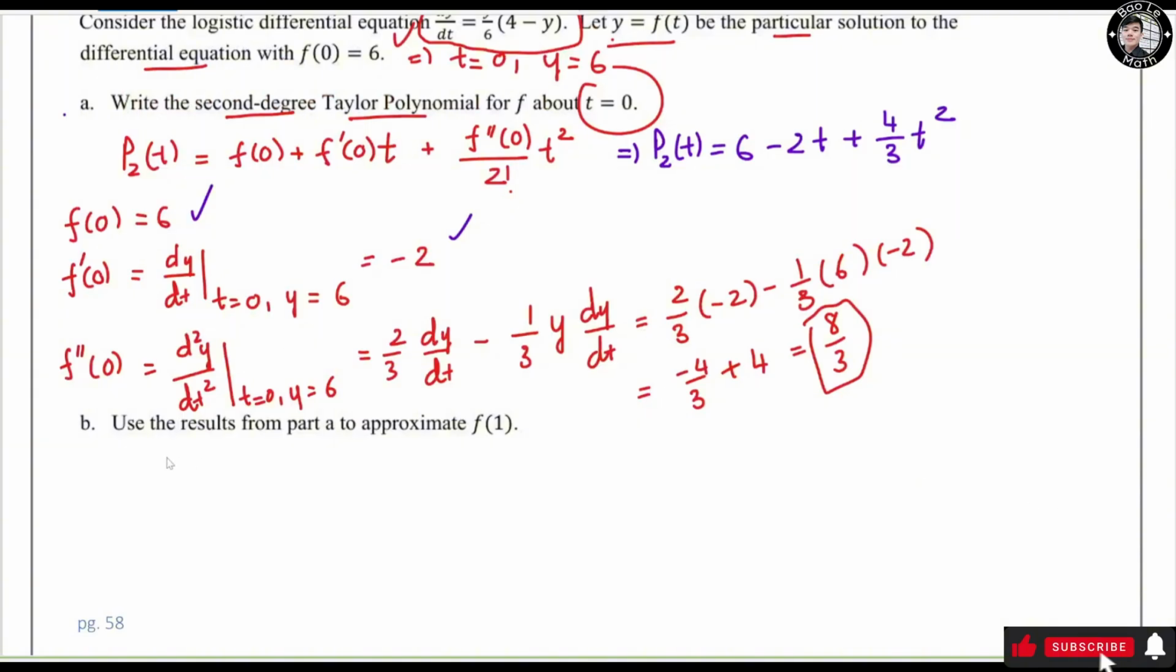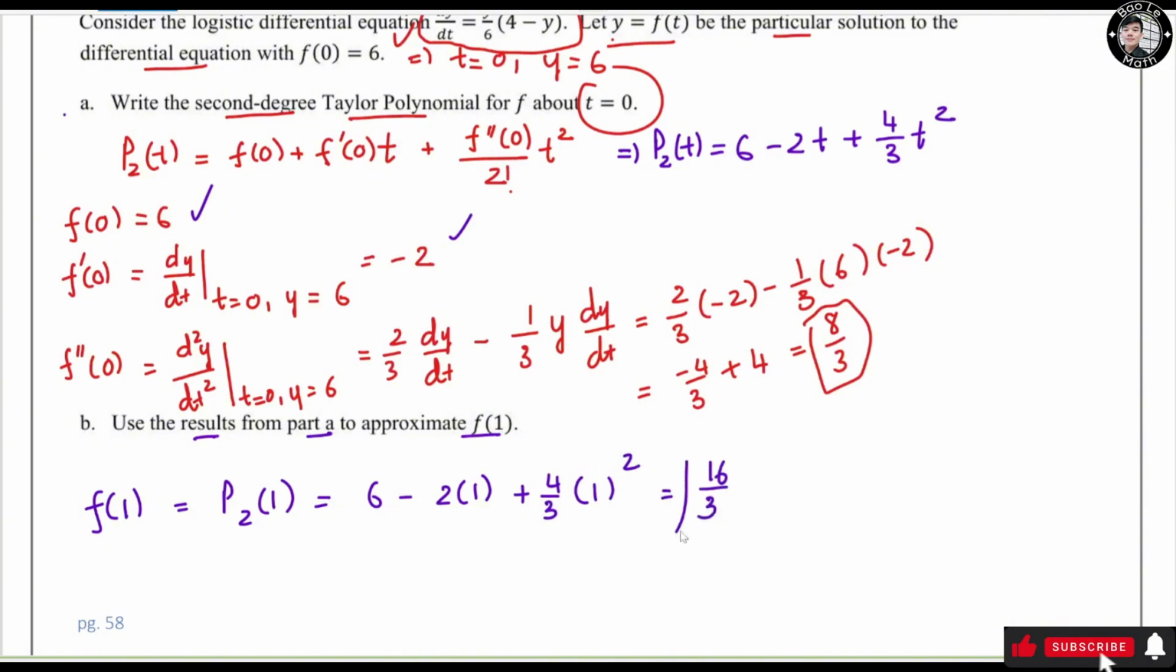Now question B, use the results from part A to approximate f of 1. So f of 1 equals p2 of 1. So it could be 6 minus 2 times 1 plus 4 over 3 times 1 squared. This could be 16 over 3.